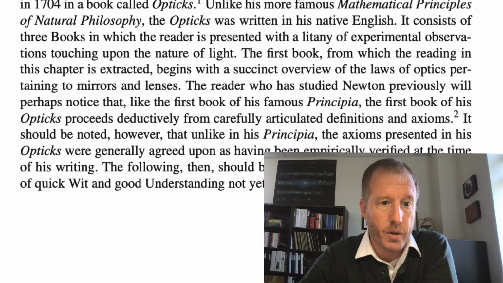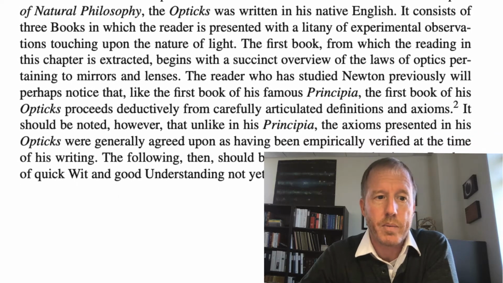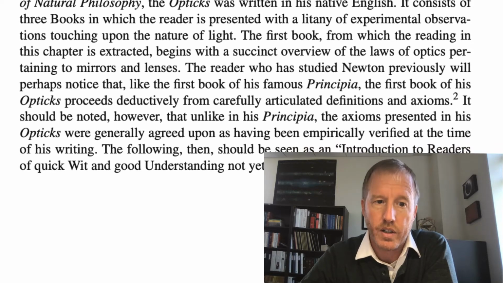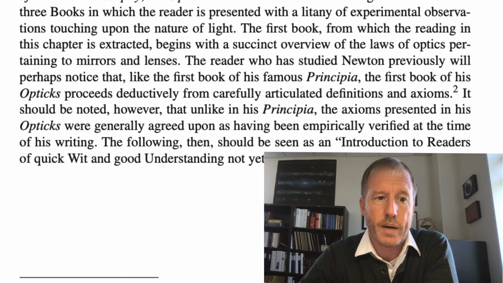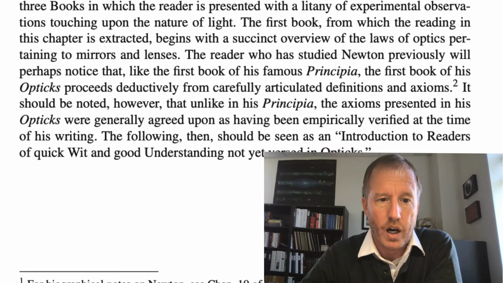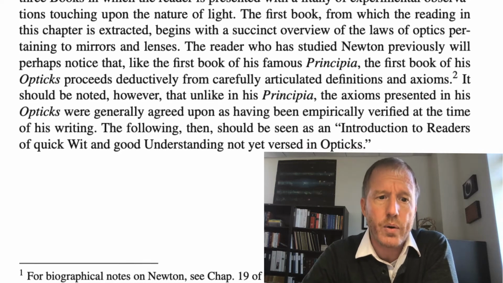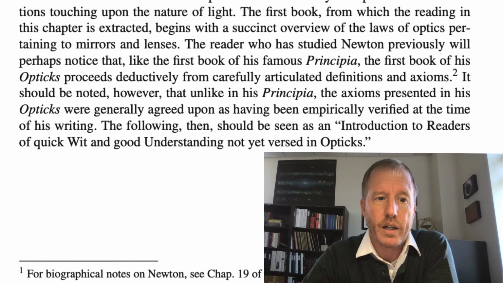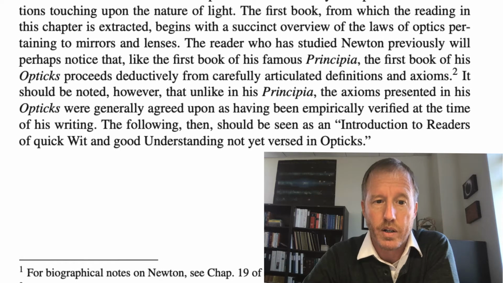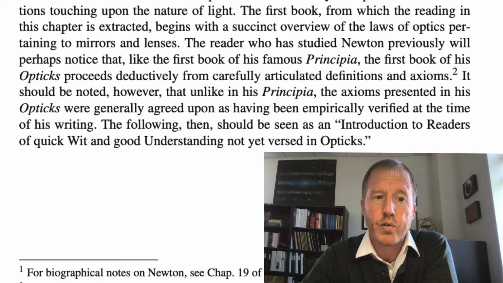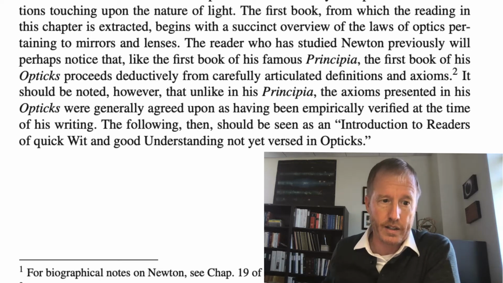It consists of 3 books in which the reader is presented with a litany of experimental observations touching on the nature of light. The first book, from which the reading in this chapter is extracted, begins with a succinct overview of the laws of optics pertaining to mirrors and to lenses. The reader who has studied Newton previously will perhaps notice that, like the first book of his famous Principia, the first book of his Optics proceeds deductively from carefully articulated definitions and axioms. It should be noted, however, that unlike in his Principia, the axioms presented in the Optics were generally agreed upon as having been empirically verified at the time of his writing.